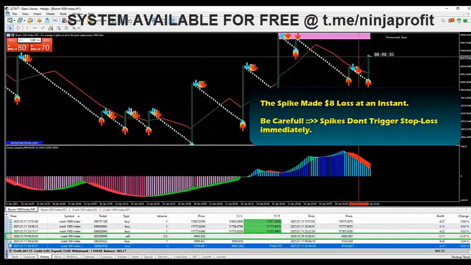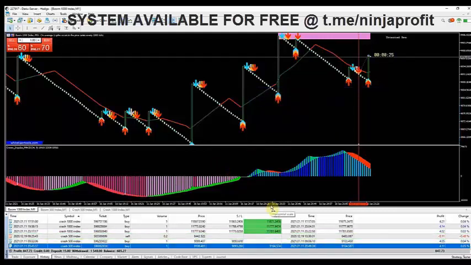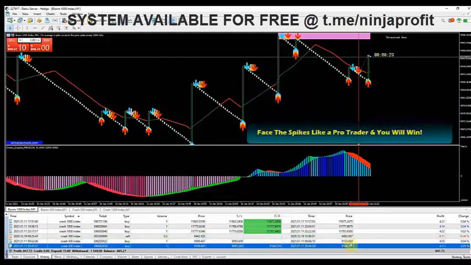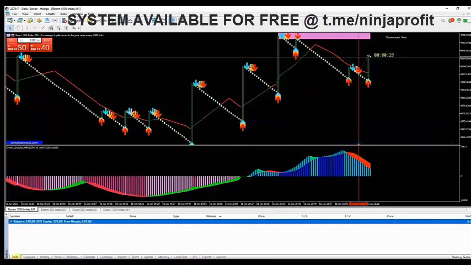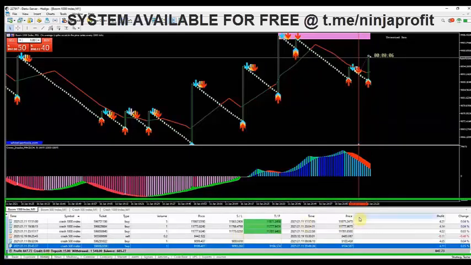This spike is our inevitable enemy. You must devise a way to evade the spike by all means. When I get a strategy or an indicator that can help us evade the spikes with 99% accuracy, I will surely share with you guys. Meanwhile, you have to face the spike like the pro trader that you are. Good trading results despite that spike that caught us unexpectedly.